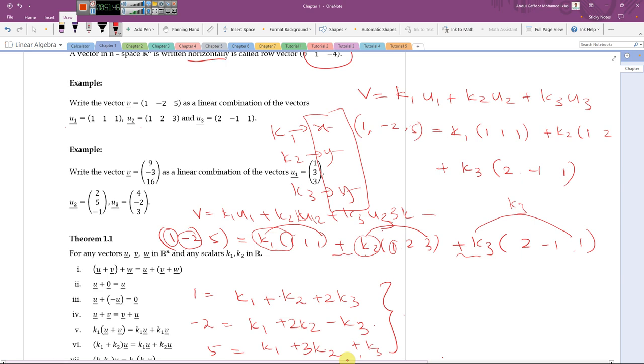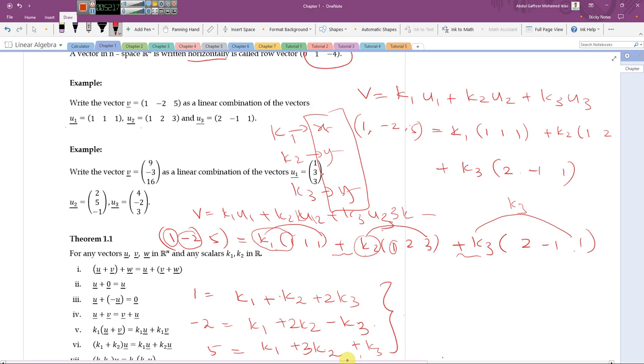Now 1 equal, 2 equal, 1 equal, 1 equal, 2 equal, negative 1 equal, negative 2 equal, 1, 3, 1, 1, 3, 1, 5.